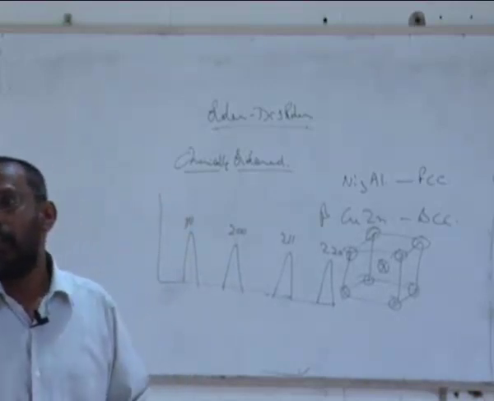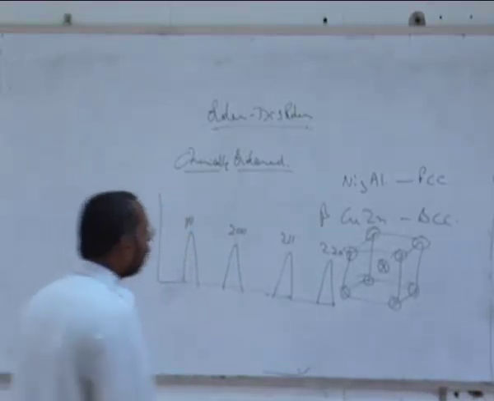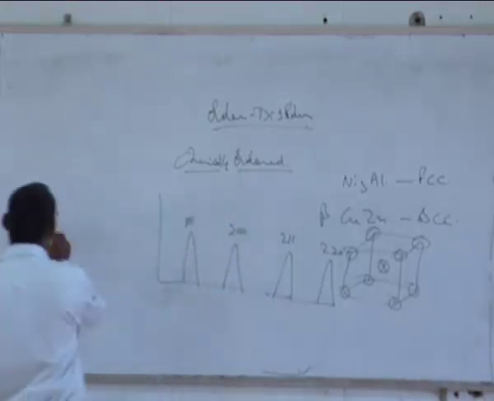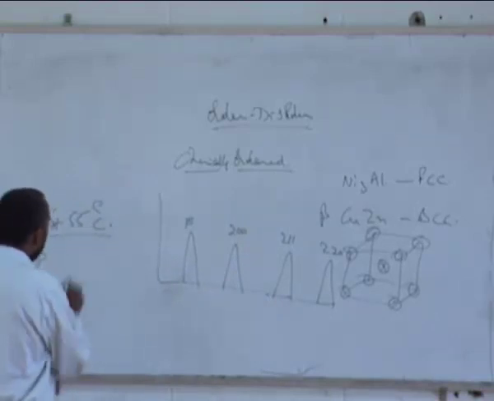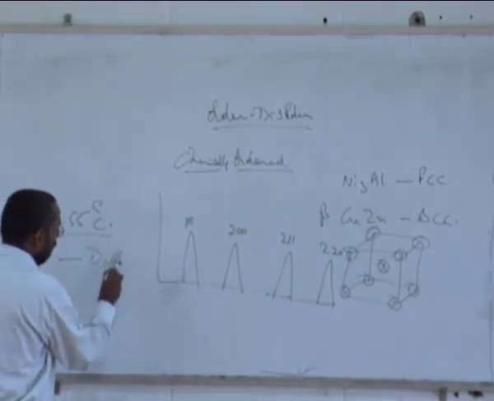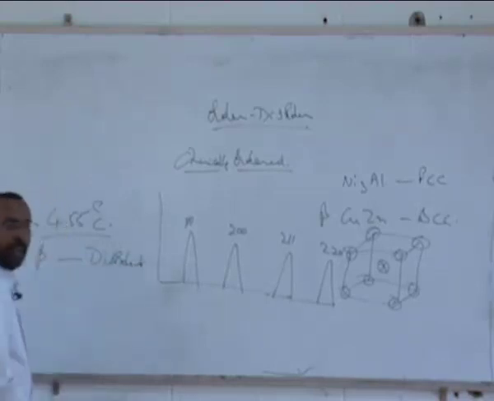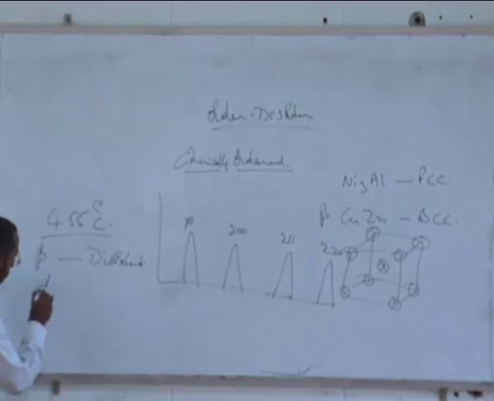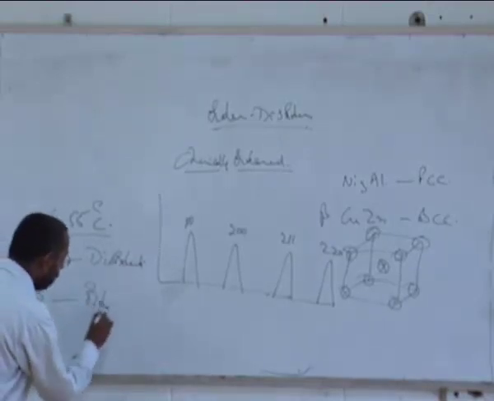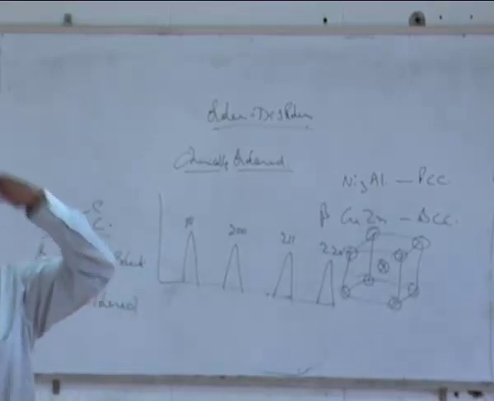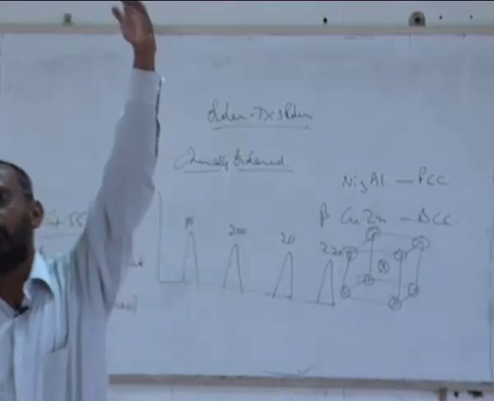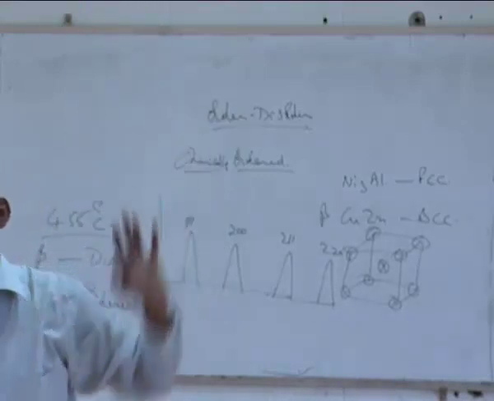If it is not ordered, for example, if I take the same copper zinc and go beyond 455 degrees centigrade, this beta brass becomes disordered. Below 455 it is ordered, which some people call beta prime or beta dash, and above 455 it is disordered, which is beta.